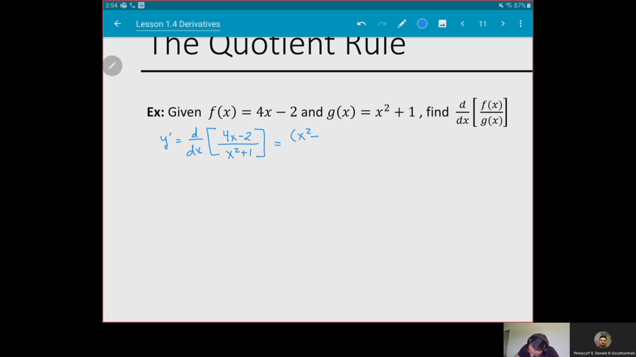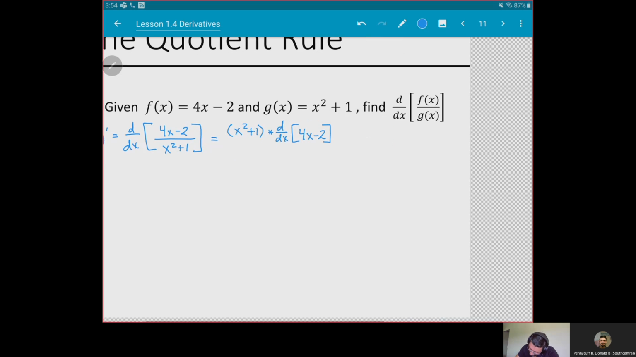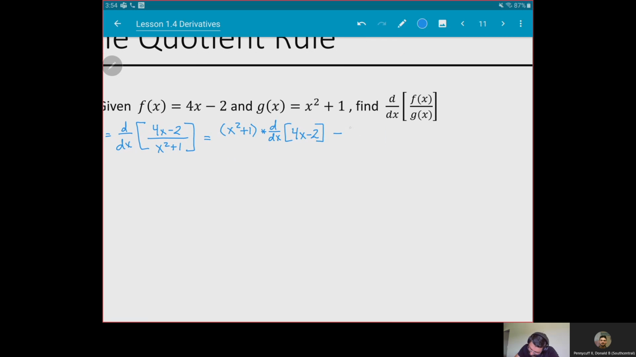So low d high, minus high d low, over low low.